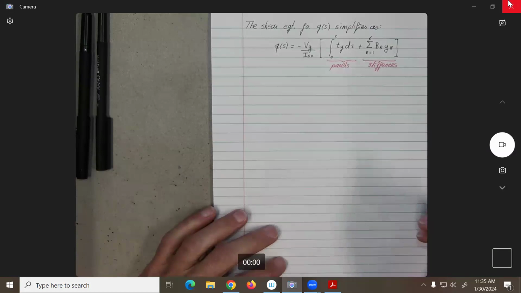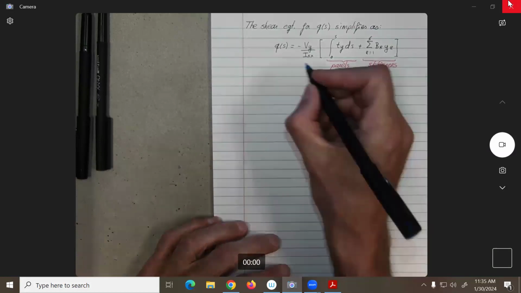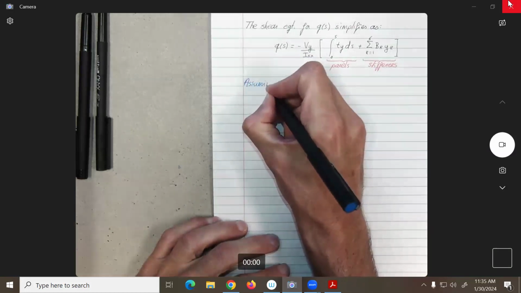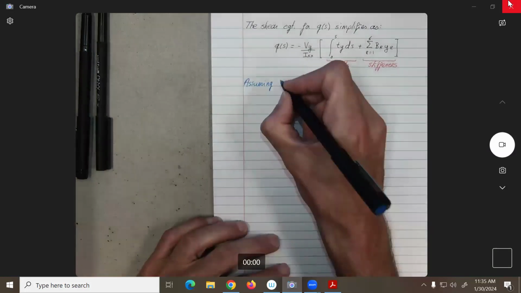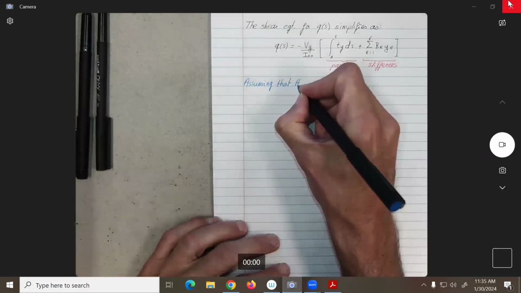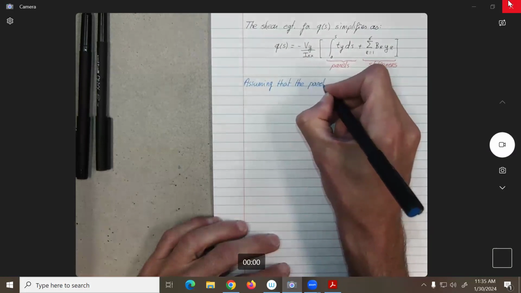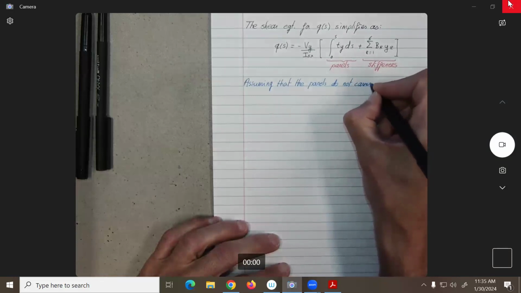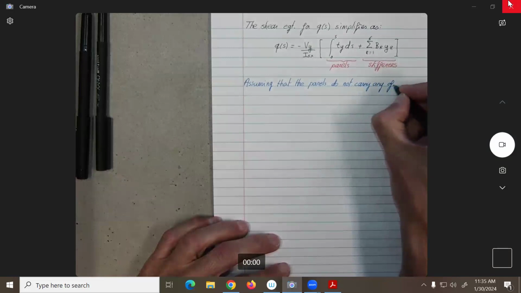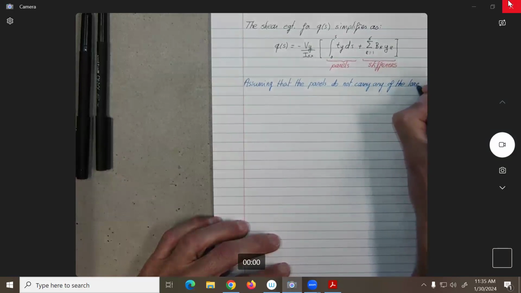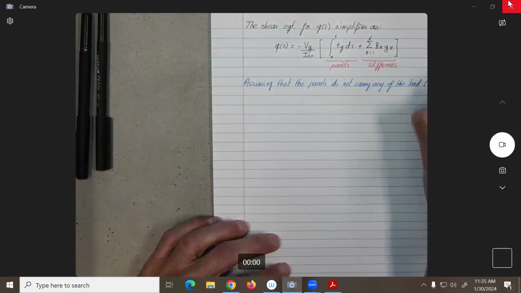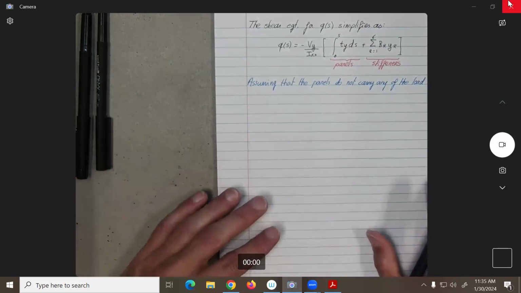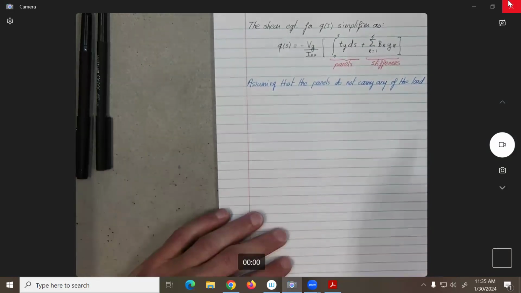Okay, so over here we're going to say that, assuming that the panels do not carry any of the load, this will be the same as saying that T equals 0, no? We don't want to make it complicated, but let's say they do not carry any of the loads.